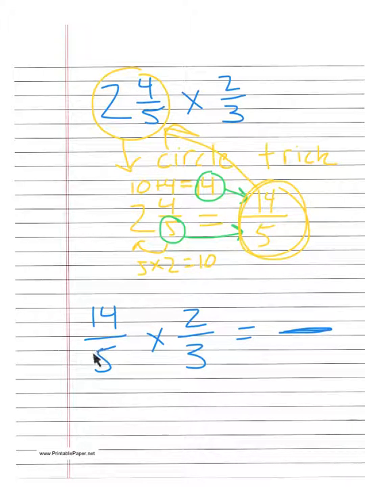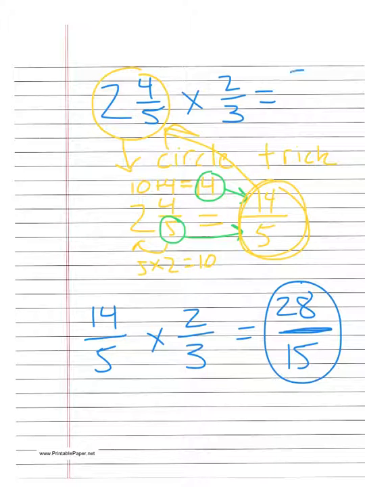I know that 5 times 3 is 15. And 14 times 2, if I go back, so I have 28/15. This whole thing is equal to 28/15.